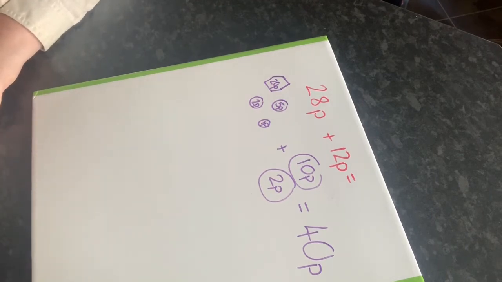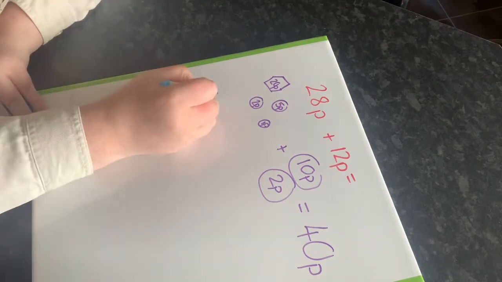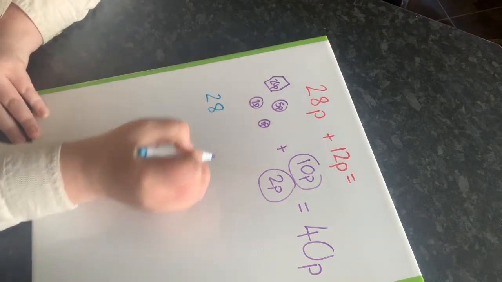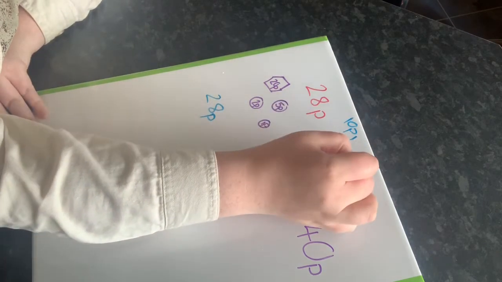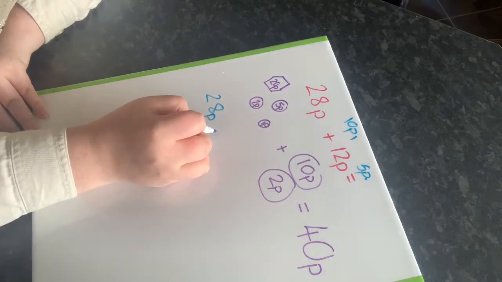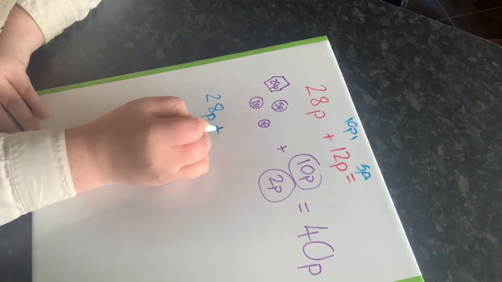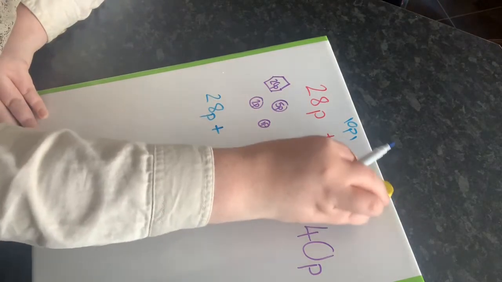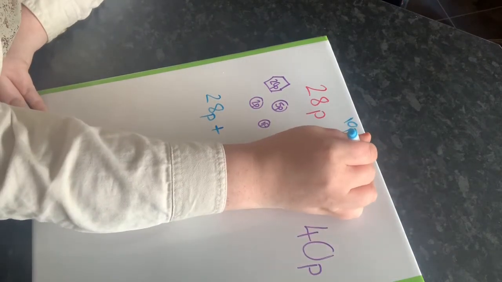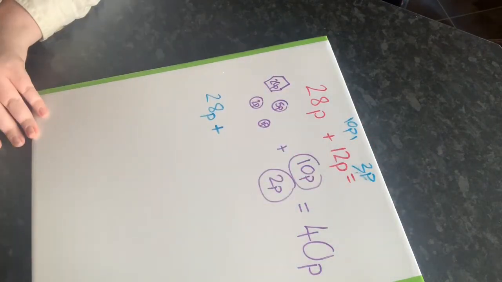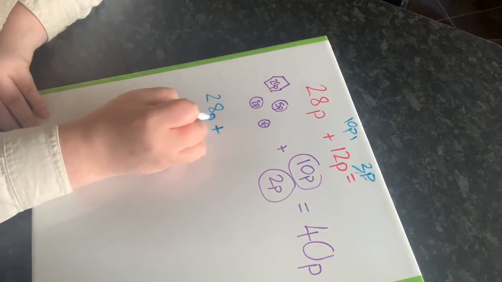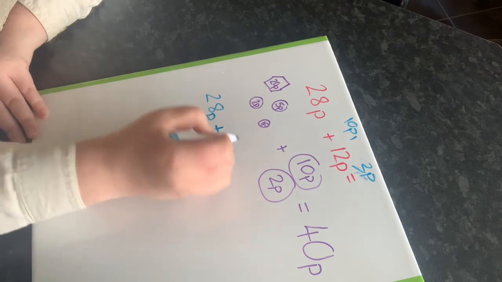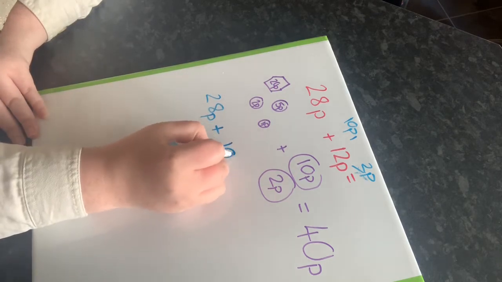I could also do that by splitting up my 12p and just doing a straightforward addition sum in my head. So 28p, I'm going to start with. I'm going to split this into 10p and 2p. I'm going to start by adding my 10p. So 28 add 10, my units don't change because I'm not adding any units. So that gives me 38p.